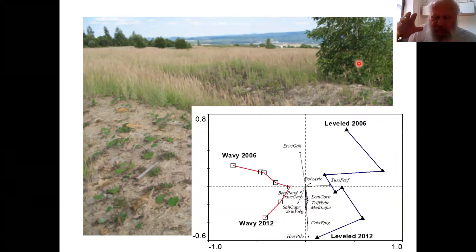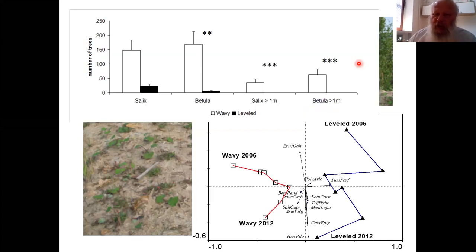We actually asked the mining company to prepare for us three sites which were graded and three sites which were ungraded. And we followed them for many years. And we basically see that the development of vegetation is distinctly different. In leveled sites, we see more grasses. And in wavy sites, we basically see more woody species. When we look at the woody species in more detail, this is the number of trees per acre. And you can see that there are much more trees on these wavy sites than on leveled sites.